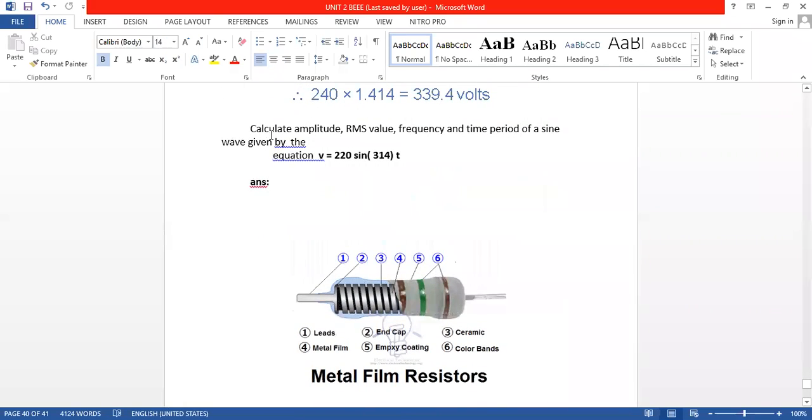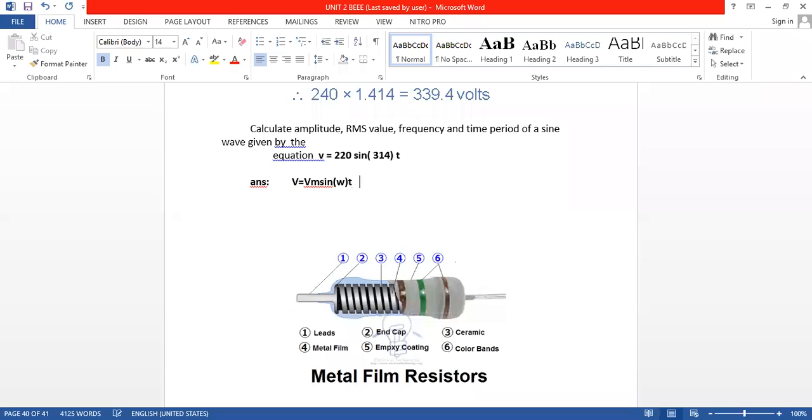Ready, sir. Okay, calculate amplitude. Amplitude means peak value, energy, strength, intensity, magnitude, all are the same. In any question, if you see this type of equation, first write the expression. What is the expression? V equal to Vm into sine omega t. Inside the brackets or outside the brackets, you can also write it into t.